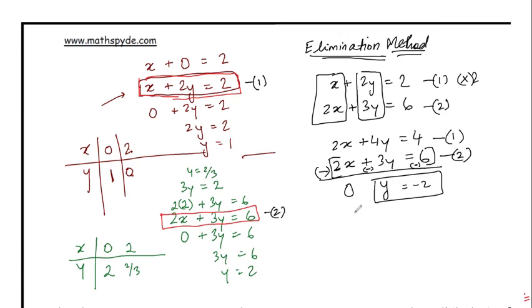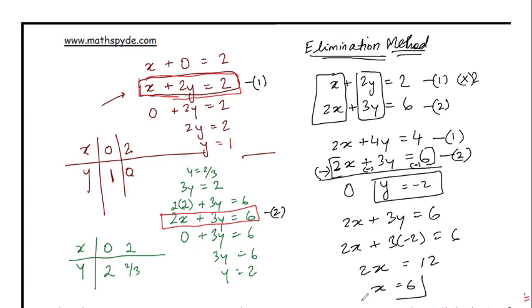Okay, so I'm going to substitute it in the second equation. 2x plus 3y is equal to 6. 2x plus 3 times negative 2 is equal to 6. 2x is equal to 12 because this is negative 6 and that is 6. So they add up to 12, and x is equal to 6 because we divide both sides by 2. So that was the elimination method.